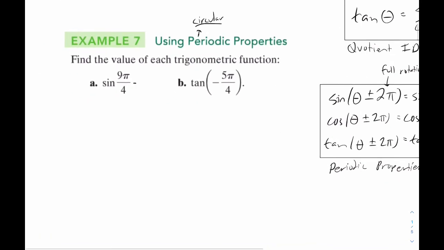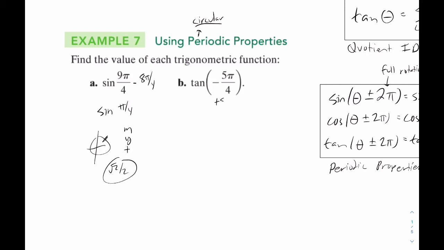So for this one, I'm going to subtract 2 pi, 8 pi over 4. So now I have sine of pi over 4. Now I can do my unit circle method. That is the medium value, which is also the y and positive. So it's root 2 over 2. For tangent, I'm going to add 2 pi. So add 8 pi over 4. So now I have tan of 3 pi over 4. That's in quadrant 2 in the middle. So that's a medium value, and that's negative tangent, which means the answer is -1.